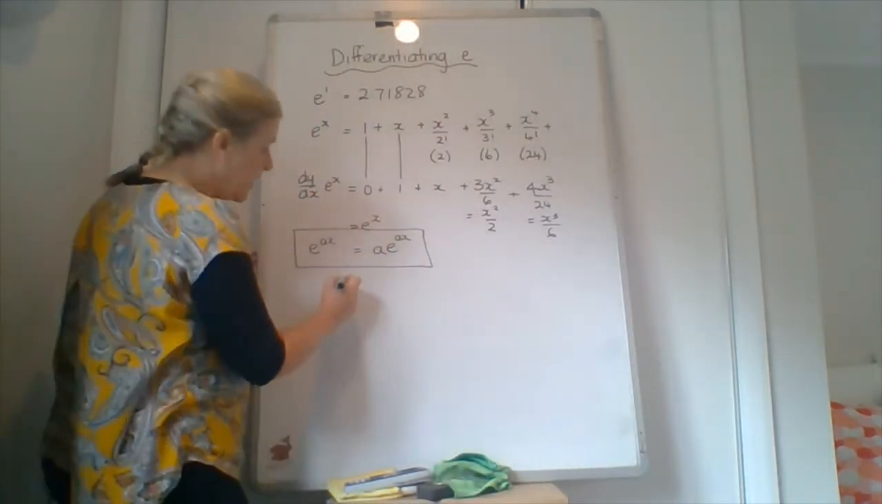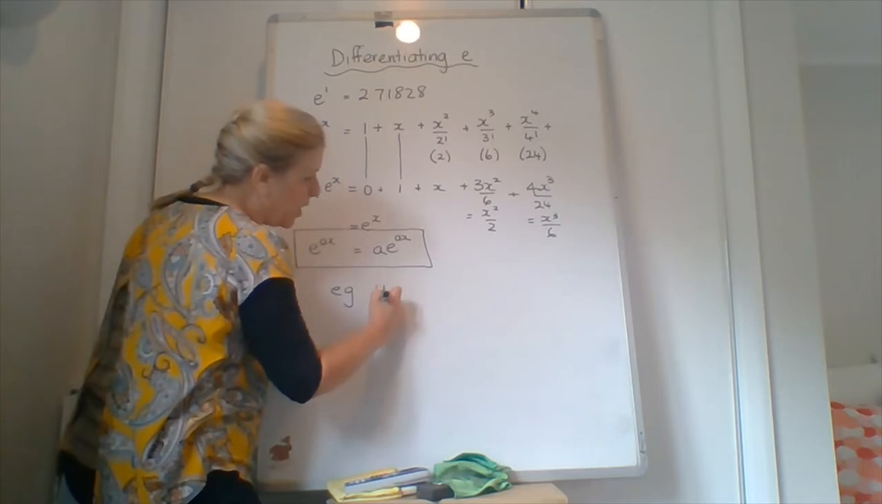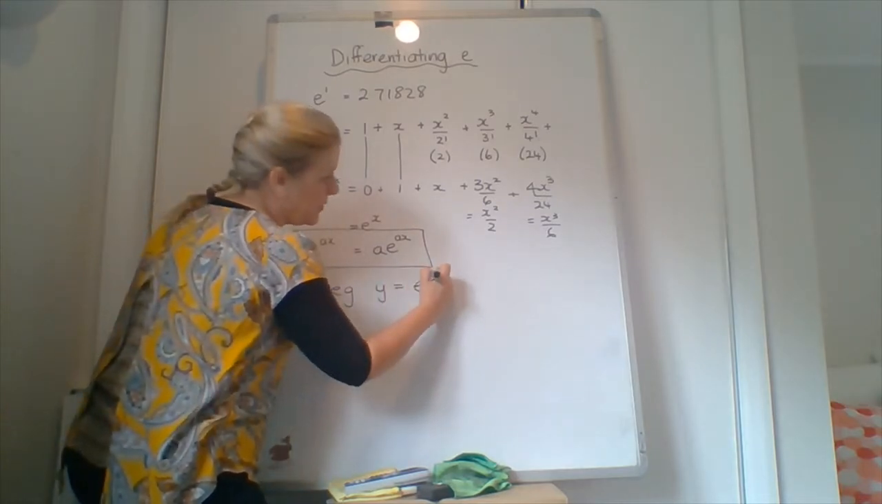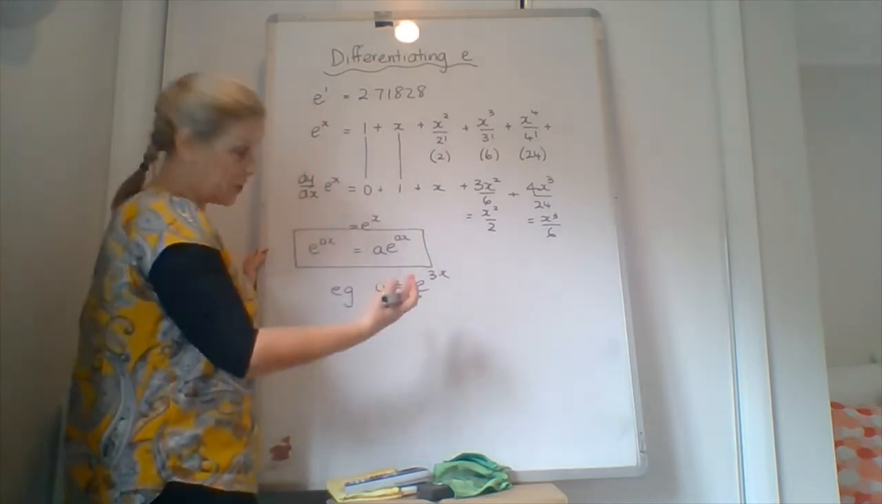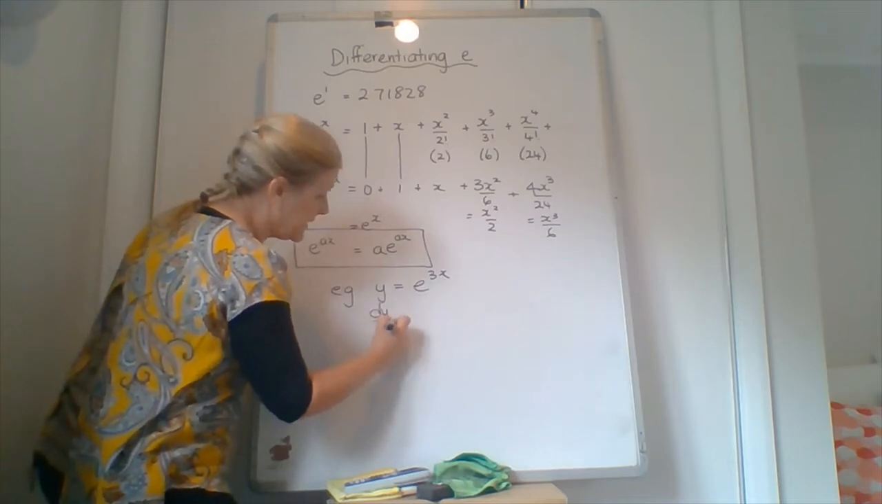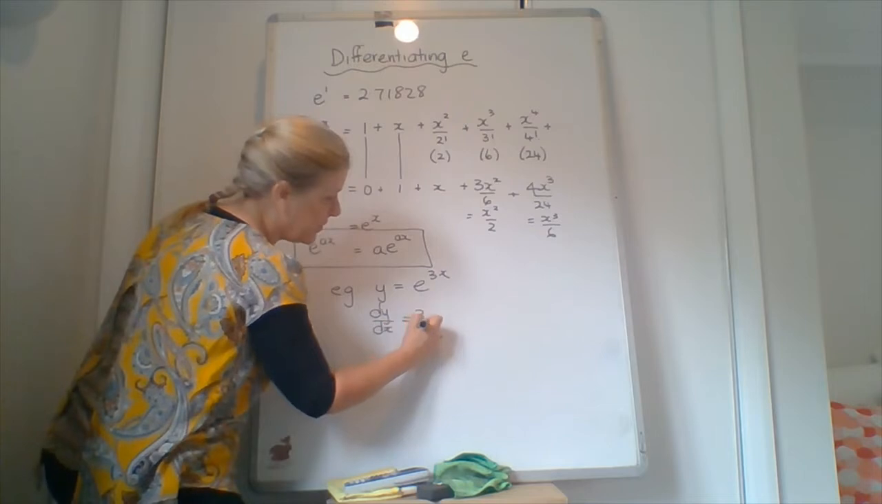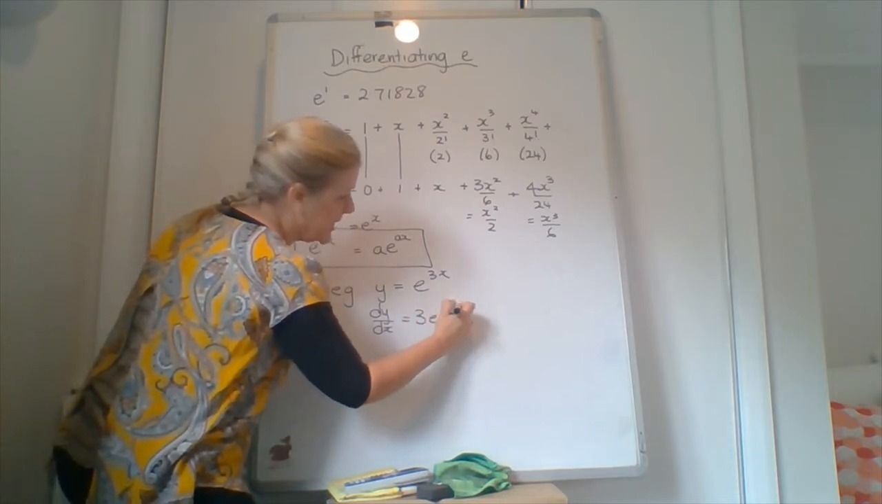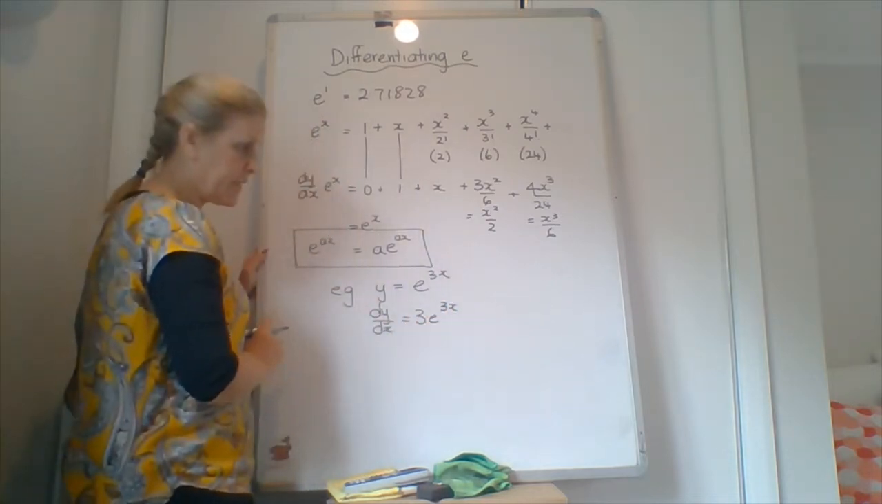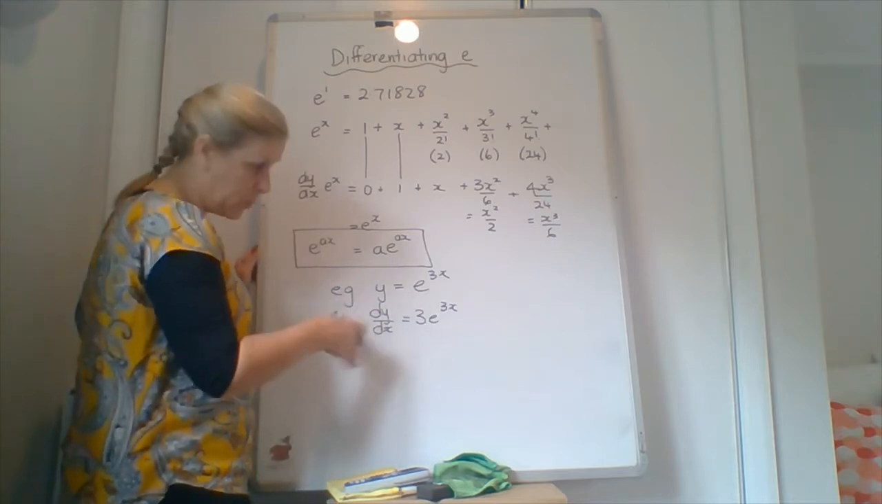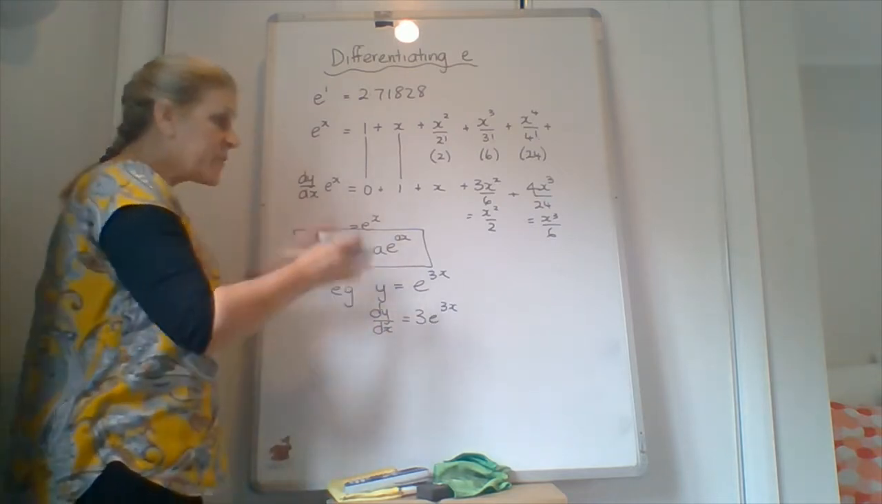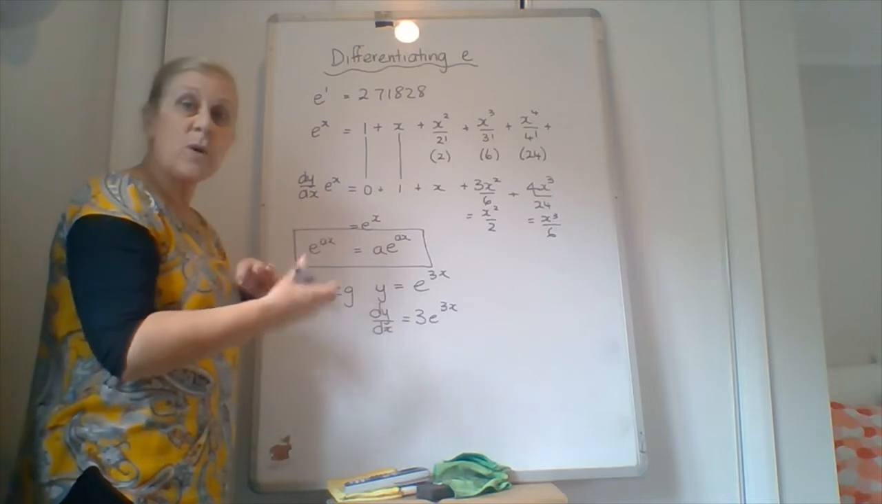Okay, so if we use this for an example now and say y equals e to the 3x, it differentiates to dy by dx equals, take the power, that part there, 3e to the 3x. All right, not anything more difficult than that. If that part there is a function, then we have to do the chain rule.